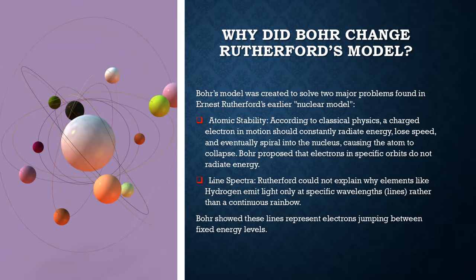Therefore, Bohr's planetary theory came in to solve this issue. So Bohr showed these lines represent electrons jumping between fixed energy levels. Don't worry for now if you don't get what we are doing, but when you move on with the other sections, we will be able to understand what we are trying to say here. So having these two problems in mind, let's see how Bohr is going to help us solve it.